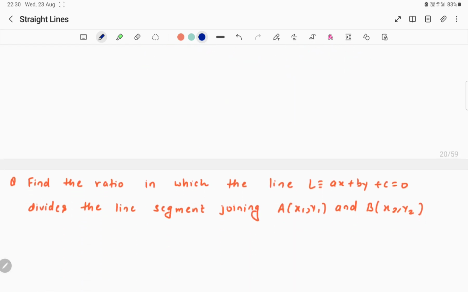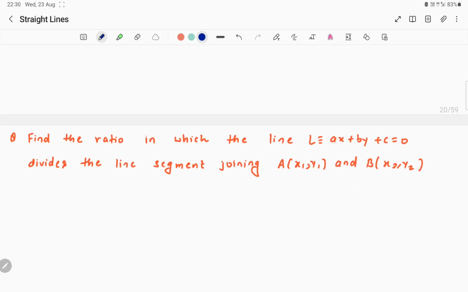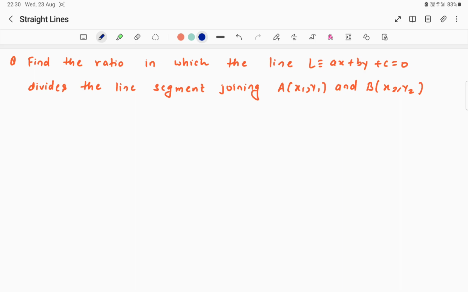Okay, fine, let's go to the next. So next we have: find the ratio in which the line ax plus by plus c divides the line segment joining A (x1, y1) and B (x2, y2). So this I think in 10th standard you would have seen. I think it is the first question of the optional exercise. So what we have is that there is a line. Let's say there is a line segment.